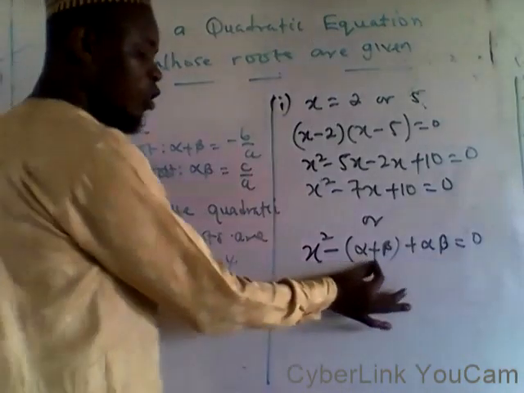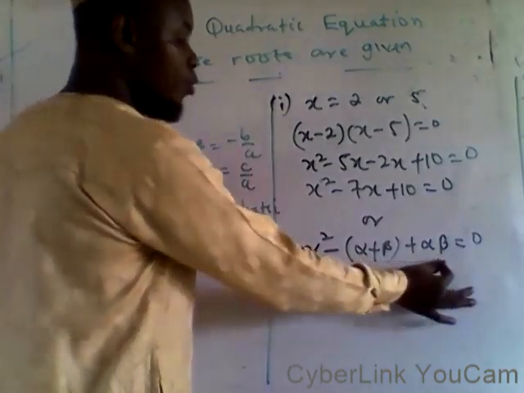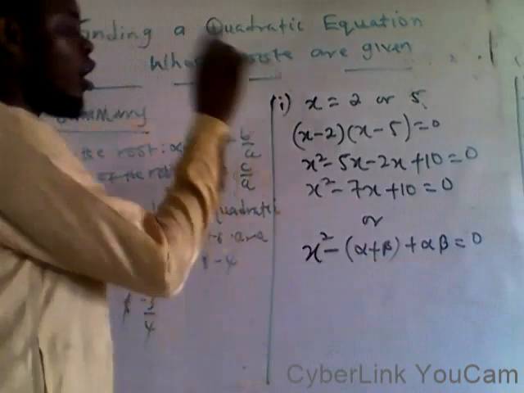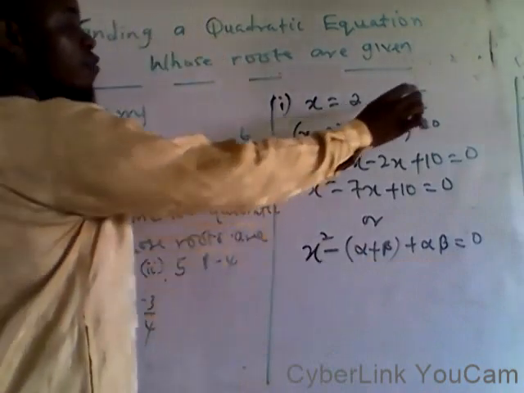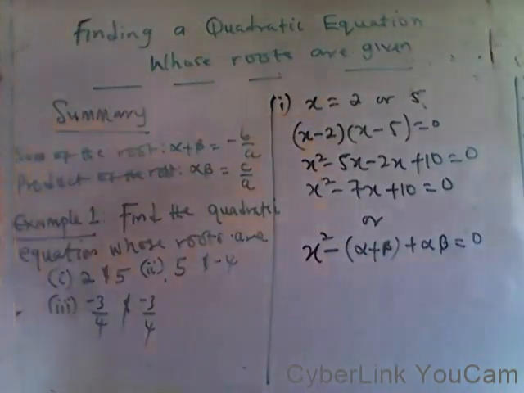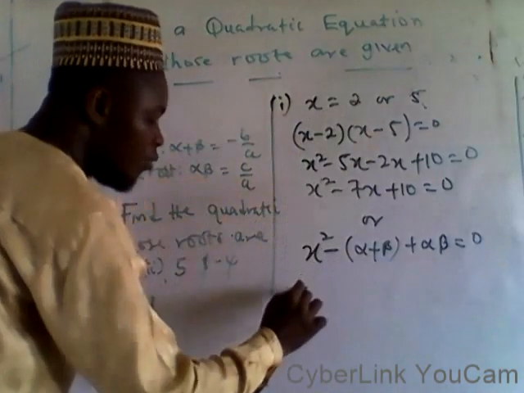This one is the sum of the roots. This one is the product of the roots. And you have your roots to be 2 and 5. That is your roots, 2 and 5. It means your quadratic equation will now be what?